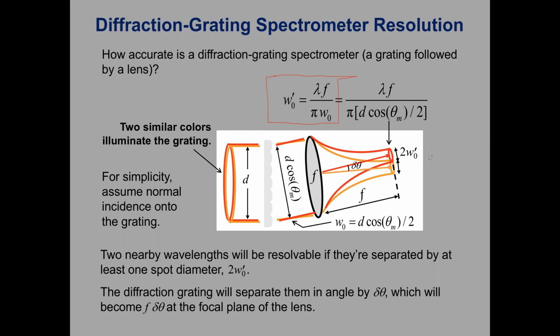So what we need to do if we want to determine whether these beam spots are separated by enough distance, we compute what that distance needs to be, W naught prime, and then we compute how far they'll be apart on the screen by multiplying the focal length by delta theta. If focal length times delta theta is bigger than 2 times W naught prime, then we'll be able to tell the wavelengths apart. The only thing that's left is to figure out what this delta theta will be for 2 different wavelengths.